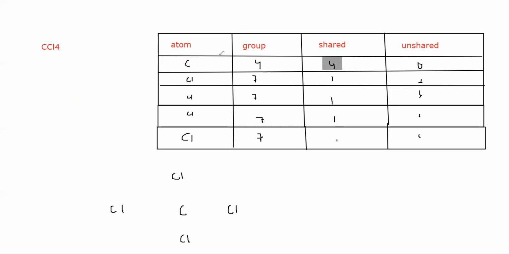Then the sharing should start with the least number. Which one I should start with? I should start with chlorine. So if this chlorine share 1, then the carbon can only share 1 from that side. Same thing, if this chlorine shared 1, carbon will share 1 from that side. If chlorine shared 1, carbon will share 1, and if another chlorine shared 1, the carbon can share 1 from that side. So sharing for chlorine finished, sharing for carbon also finished.